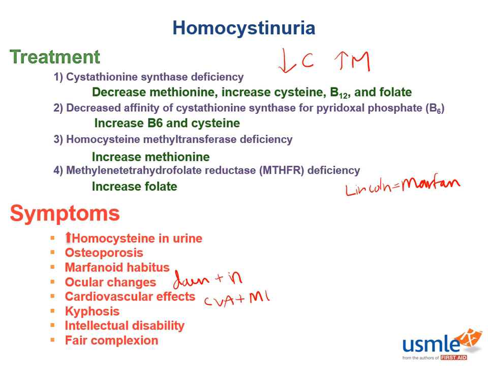Since Lincoln was tall and wore a top hat, the lens of the eyes in Marfan goes up, whereas in homocystinuria it goes down. This might seem like a silly way to remember this, but the exam writers love to ask questions on both Marfans and homocystinuria, so it's a good way to keep them straight.